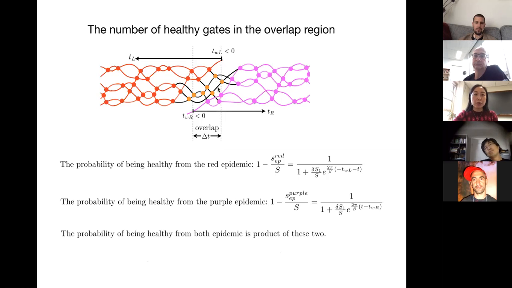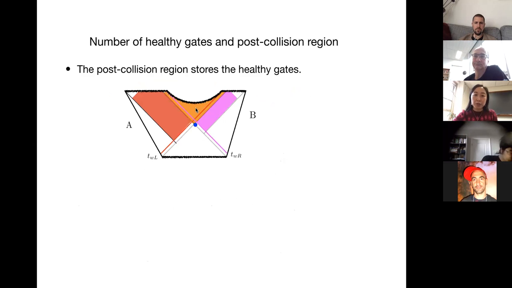And what we want to do is compare the number of healthy gates here with the spacetime volume of the post-collision region. Why do we do that? Because recall that earlier I said it's crucial to understand that these healthy gates only make sense when you have both subsystems A and B. In particular, how about the post-collision region? The post-collision region is shared between A and B. The post-collision region should store the healthy gates, if we trust the earlier logic.